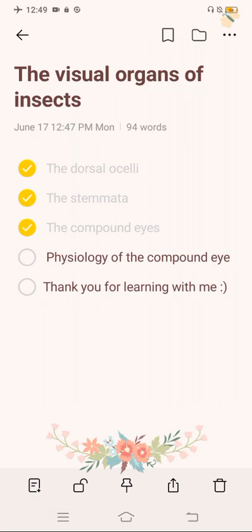The mechanism of image formation. There are, as discussed above, two principal mechanisms of image formation, the apposition and the superposition. The apposition mechanism.